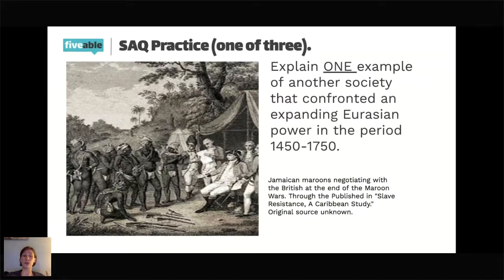I could also use that idea of existence is resistance, and I could say that one way enslaved peoples such as the Jamaican Maroons resisted European power was by creating independent communities outside the rule of European powers within territories that Europeans claimed. The very existence of these communities was a challenge to European power because they refused to acknowledge European authority and because they refused to acknowledge European practices such as slavery.